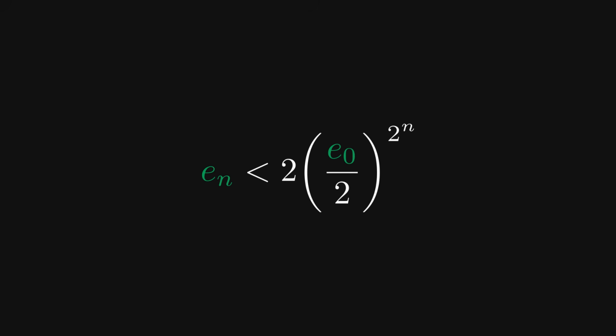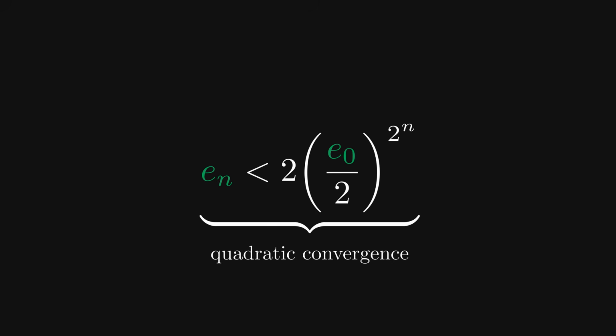Repeating this argument, we obtain that the convergence is lightning fast, even faster than exponential. This is called quadratic convergence, doubling the number of correct digits in each iteration.